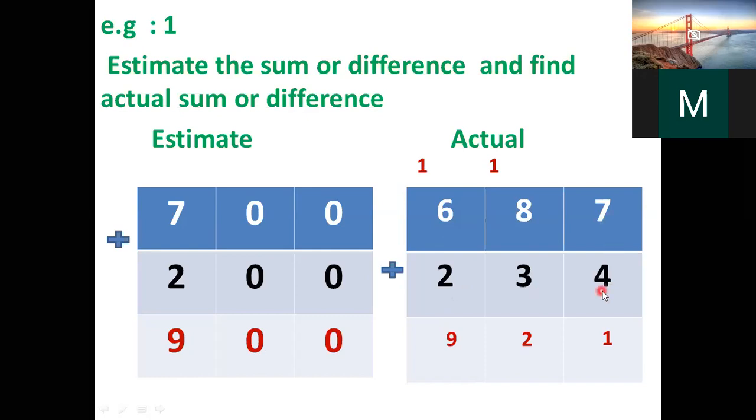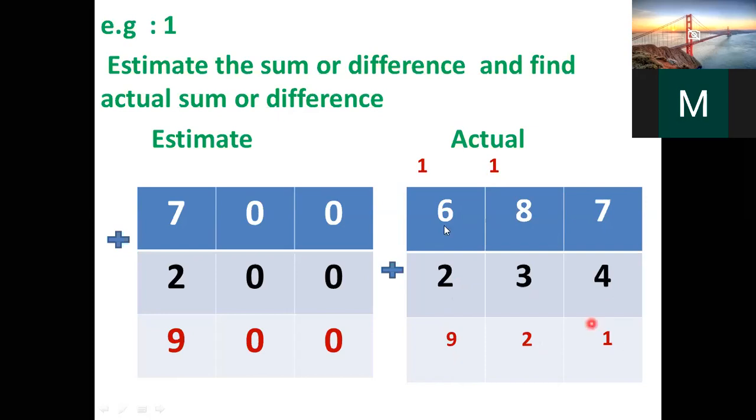7 plus 4 equals 11. So I can write 1 in the ones place and 1 goes to carry. 1 plus 8 is 9, 9 plus 3 is 12. So I can write 2 in the tens place and 1 goes to carry. 1 plus 6 is 7, 7 plus 2 is 9. So the answer is 921.